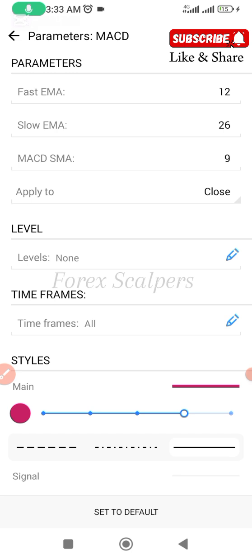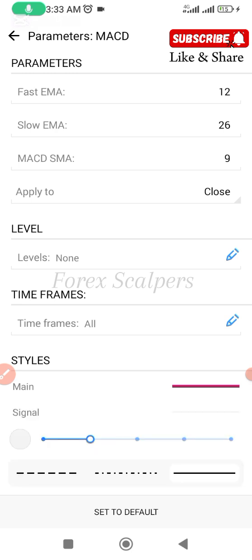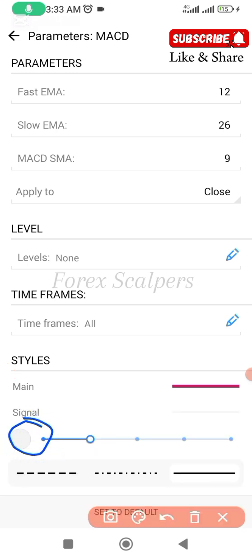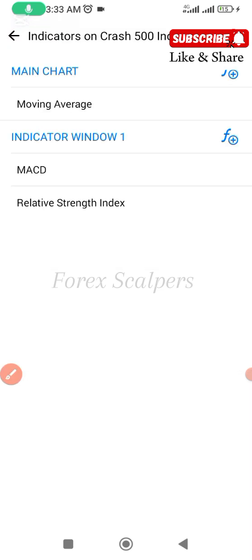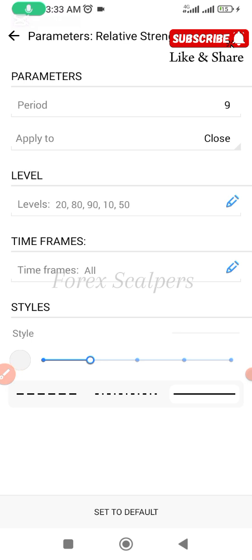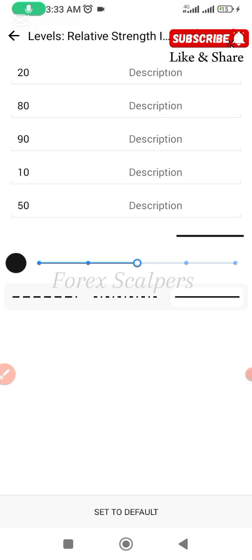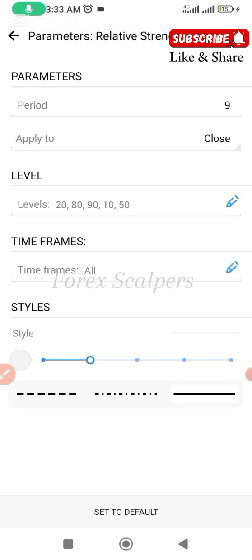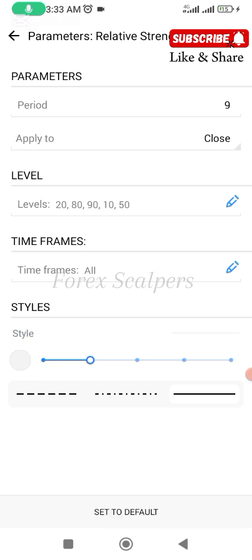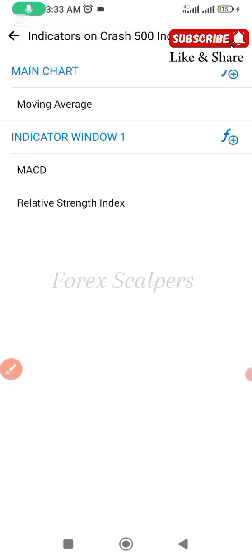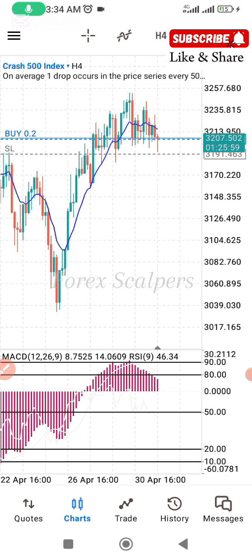Okay, if you come to main, the color is red. Then you see our signal. On the signal, you change the signal line to the color of your background, so we don't need the signal. And then we have our relative strength index. Period is 9, apply to close. You can see here are the levels 20, 80, 90, 10, and 50. Then as for the RSI line, you change it to the color of your background, which mine is white. So if yours is black, kindly change that color to black. And if you have done everything perfectly well, this is how your chart will be looking like.